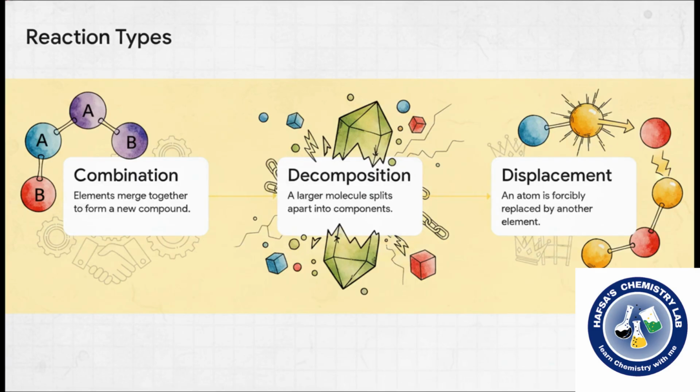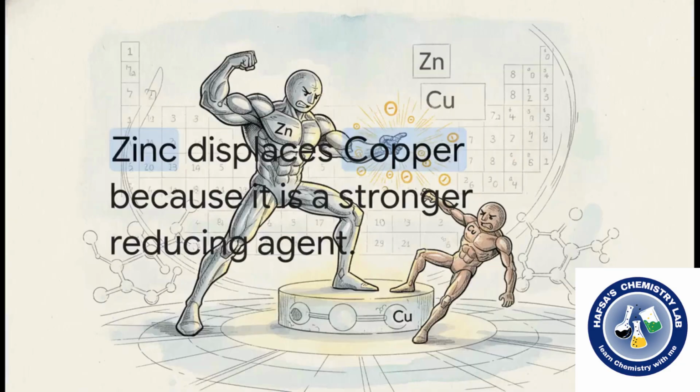And third is displacement. This is effectively a hostile takeover, where an atom or ion already inside a compound is forcibly replaced by a completely different, much more aggressive element. For example, dropping solid zinc into a copper sulfate solution will forcibly kick the solid copper entirely out of the solution to form zinc sulfate. But what dictates who gets to displace whom in these hostile takeovers? It all comes down to intrinsic thermodynamic properties and a strict hierarchy of metals. Basically, reactivity perfectly dictates displacement.